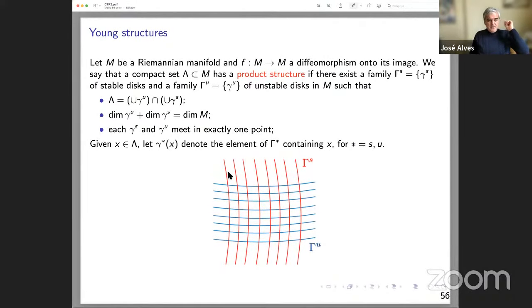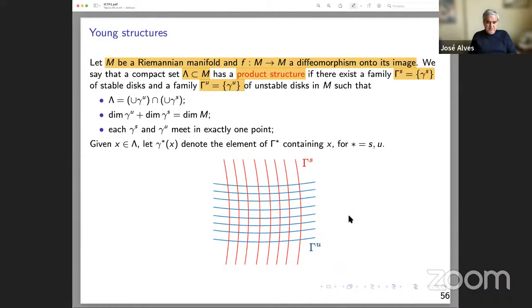The setting is the following. We have a Riemannian manifold that I'll call M, and f, a diffeomorphism onto its image. We say that a compact set lambda in M has a product structure if the set can be obtained as the intersection of two families of disks, a family of stable disks and a family of unstable disks. You consider the unions of those stable and unstable disks, and the set is precisely the points that are in the intersection. So this is a set having a product structure.